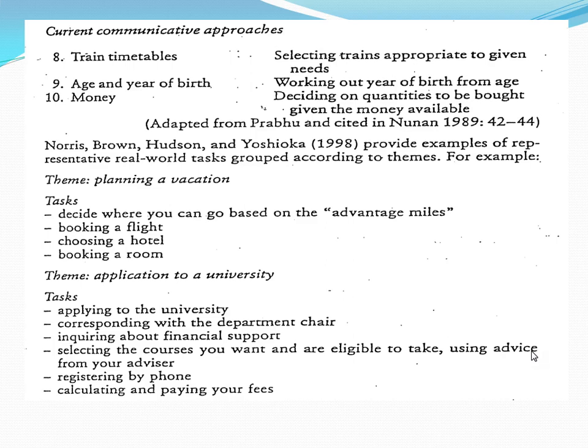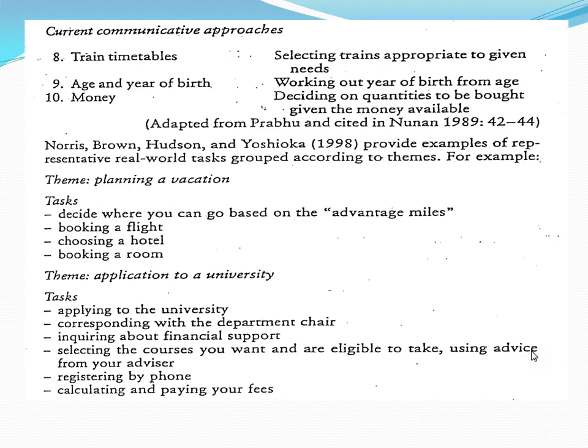And also booking a hotel. Choosing a hotel and booking a room, same things that we have talked about earlier. Applying to a university is another kind of task. If you want to apply to a university, then what do you have to do? Corresponding with the department chair, you have to understand the rules and regulations. Then, inquiring about the financial support, whether you will be getting any waiver or not. Everything. What is the task?